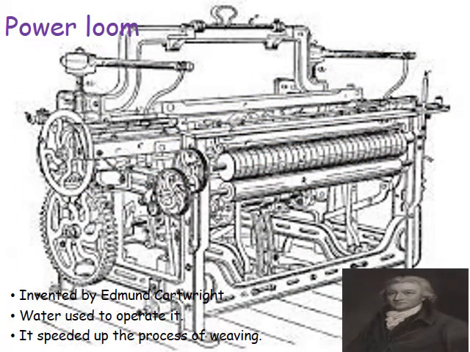The power loom was invented by Edmund Cartwright. Water was used to operate it. It speeded up the process of weaving because now a weaver could weave more threads at the same time. Now we shall see a video which illustrates inventions in the textile industry during the Industrial Revolution.